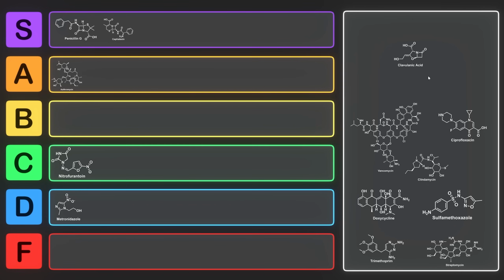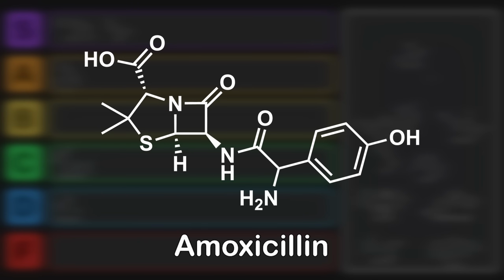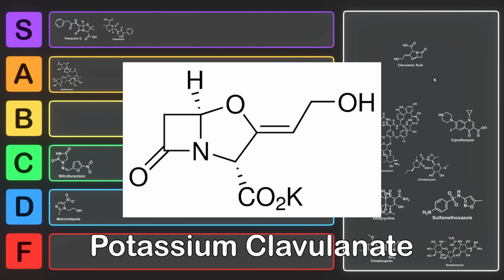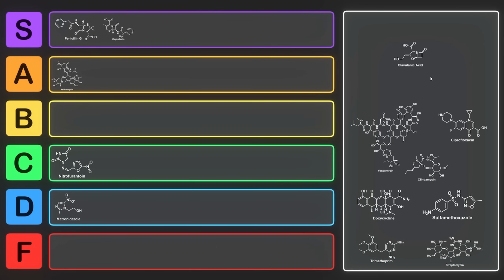Clavulanic acid is most often paired with amoxicillin, a penicillin-type antibiotic, and typically in the form of its potassium salt, potassium clavulanate. To that end, clavulanic acid mostly treats and has side effects of whatever antibiotic it's paired with, as on its own it has little effect on the body.